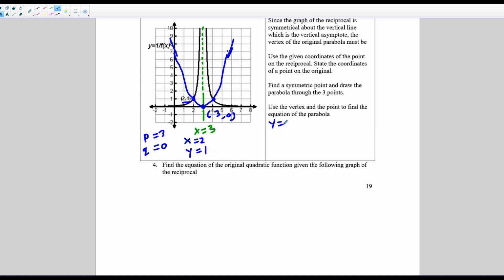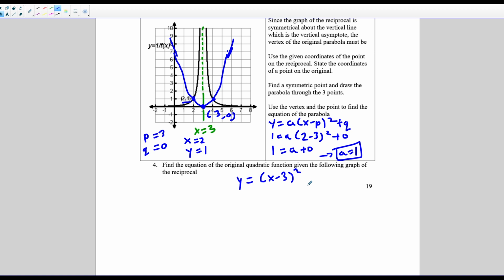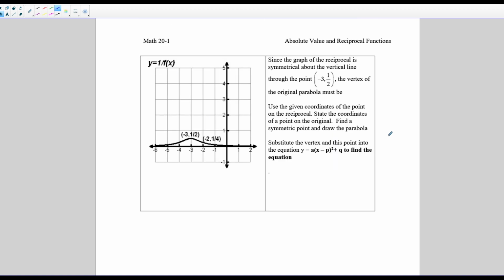We're going to plug this into our vertex form of y is equal to a times (x minus p) squared plus q. So we'll have 1 is equal to a times (2 minus 3) squared plus 0. So I'll have (-1) squared, which is just 1. So 1 times a is a, and I'll have a plus 0. So I get a is equal to 1. So that means that my original function was simply y is equal to 1 times (x minus 3) squared, and that's it.